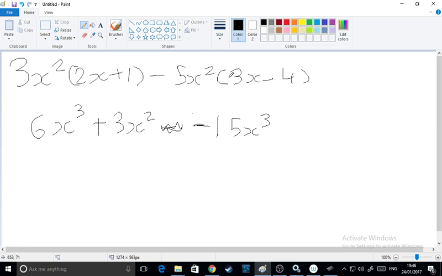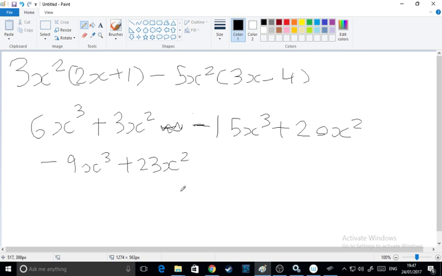Then you would get minus times a minus, so 4 times 5x squared gives you plus 20x squared. Gathering like terms, we've got minus 15, so it would end up as minus 9x to the power 3 plus 23x squared.